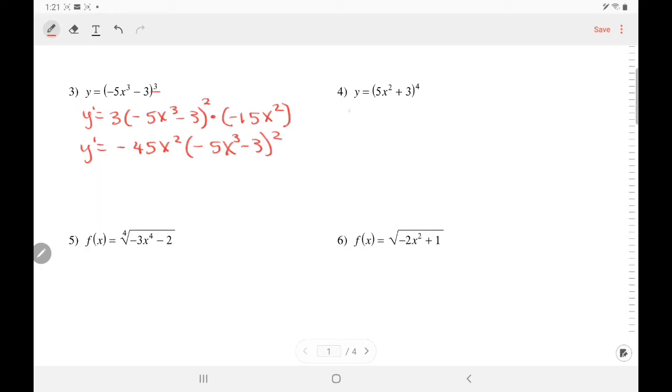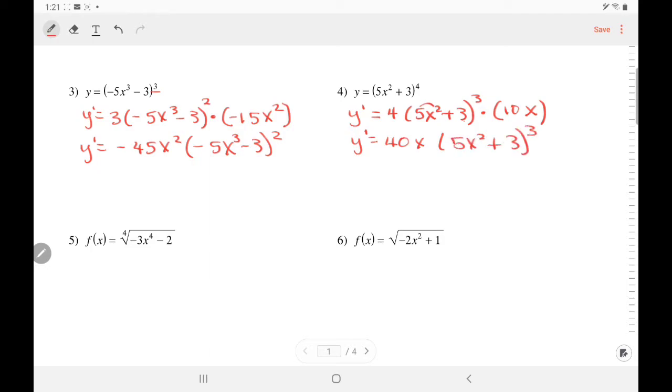We'll try number 4. Derivative. Use your power rule, so 4 times your invisible 1 is 4. (5x squared plus 3), that doesn't change. Reduce the 4 by 1. Now multiply by the derivative of the inner function. 5 times 2, that's 10x. 2 minus 1 is 1. The derivative of 3 is 0. Simplifying, 4 times 10x, 40x, times (5x squared plus 3) cubed.